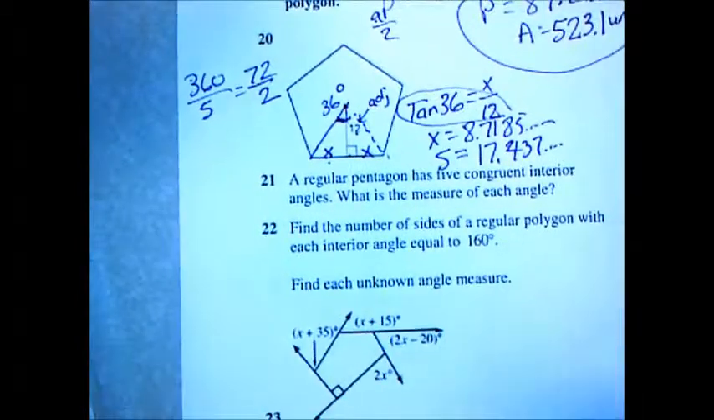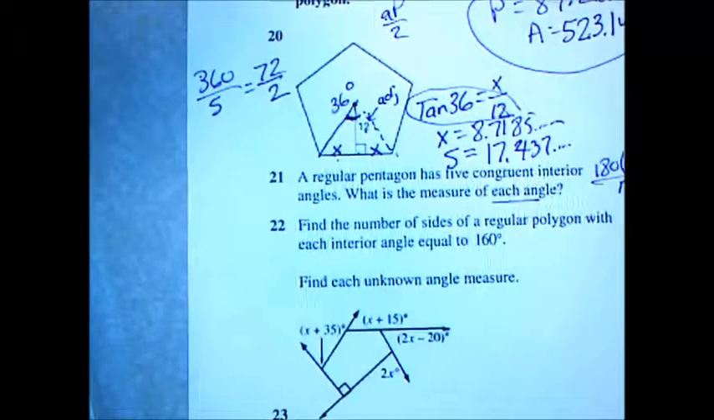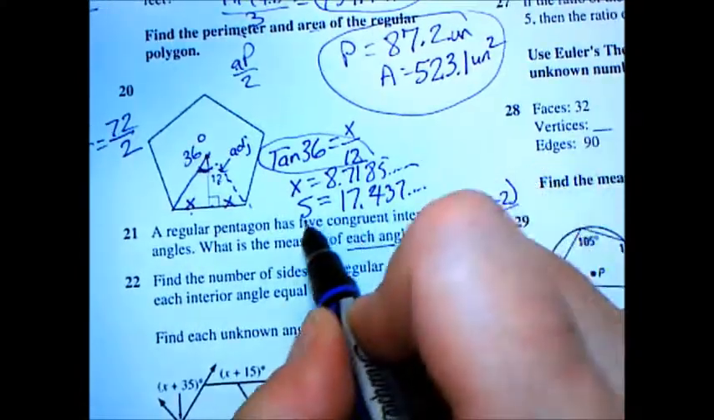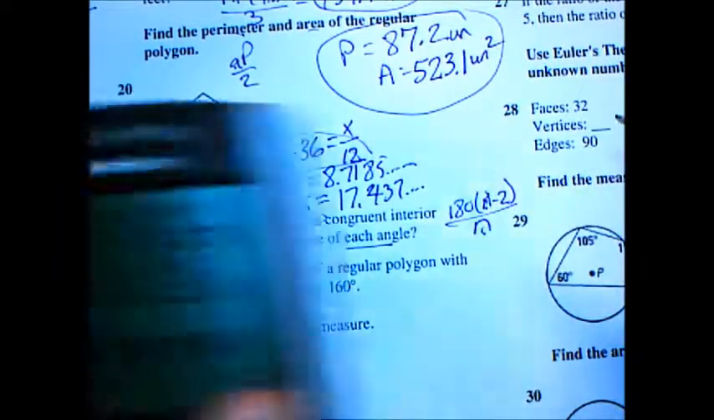On 21, we're going to use the formula of 180(n minus 2) divided by n to find each angle. The n is going to be the 5, so I'm going to plug in a 5 for the n in both of those slots.